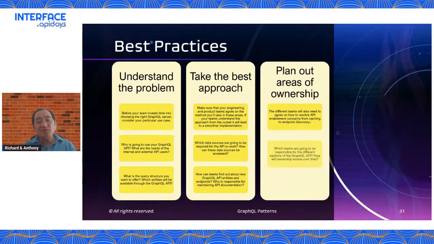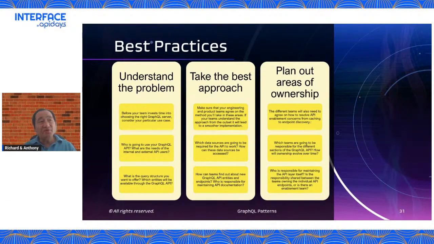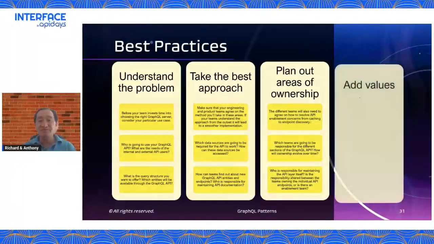Then plan out the ownership. Because as you look at GraphQL, it's multi-party. There are a lot of things: client side, backend side, database side, API gateway side. And really, you want to create a RACI chart, so everybody will be on the same page. Who is accountable for that? Who is going to implement that? Who is going to verify that, and all these things.